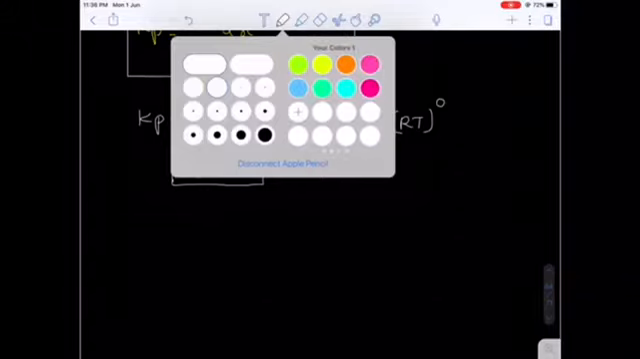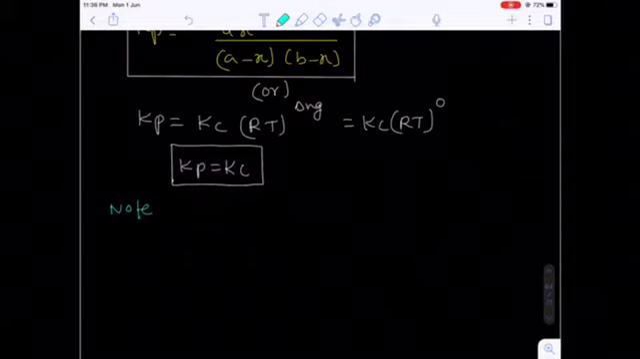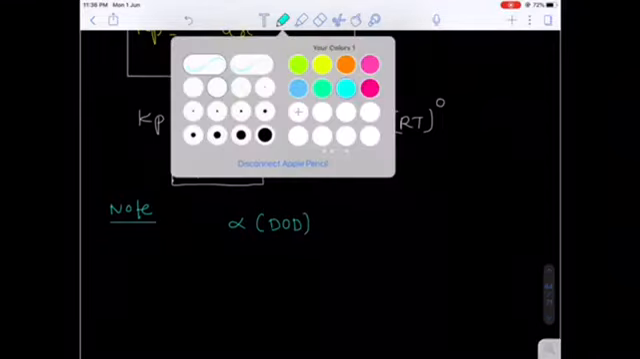Okay, now I am writing a very important note. This is a very important note. Remember, this note will explain the relation between the degree of dissociation, that is alpha.